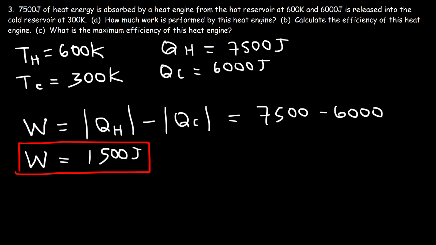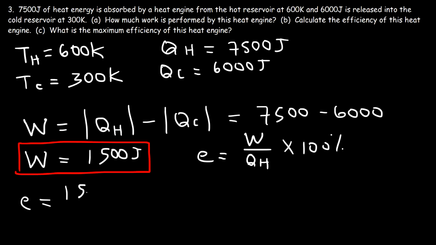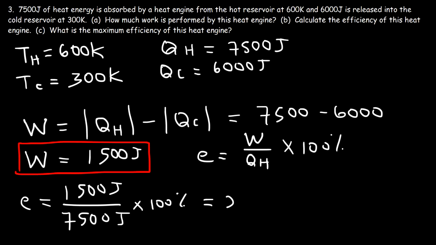Now, part B. Calculate the efficiency of this heat engine. Not the ideal efficiency, but the regular efficiency. So that's going to be the work of the engine divided by QH multiplied by 100%. So the mechanical work is 1,500 joules. QH is 7,500 joules times 100%. So 1,500 divided by 7,500, that's 0.2 times 100%. So the efficiency of the heat engine is 20%.